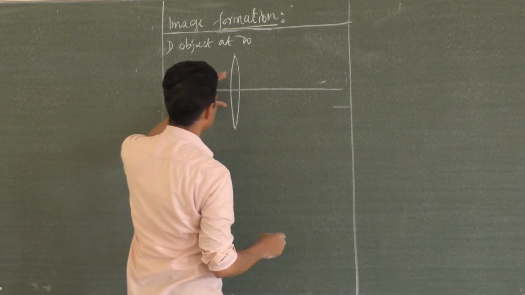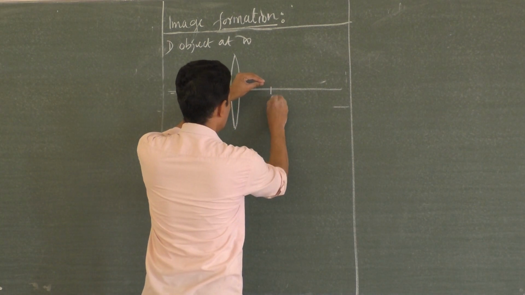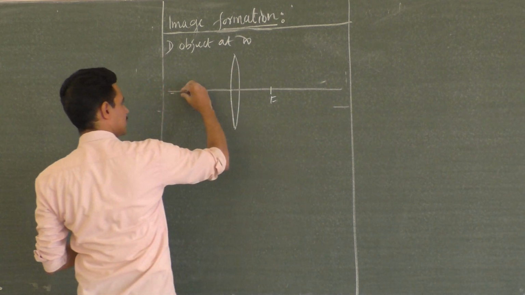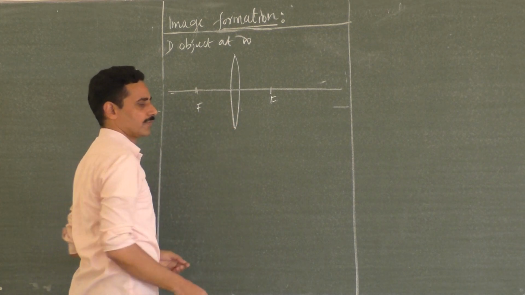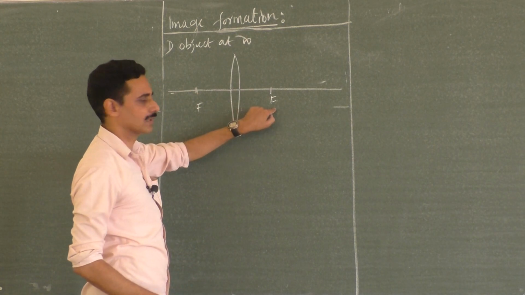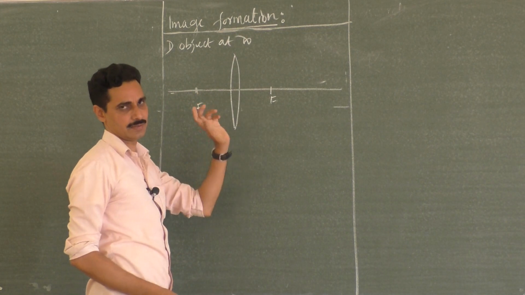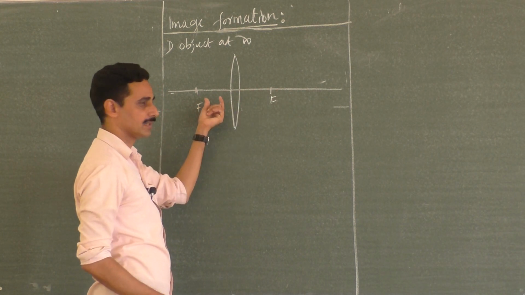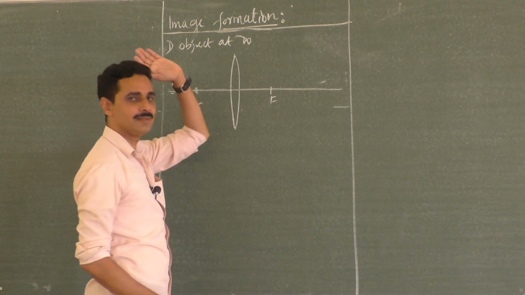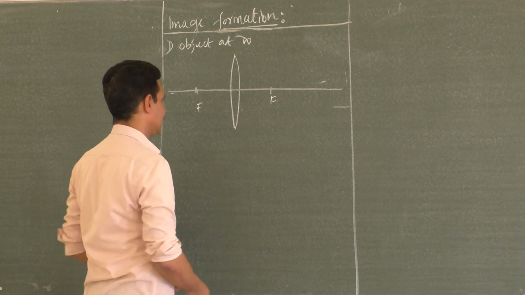If you incident parallel rays here, they will get focused here. If you incident the same parallel rays from this side, they get focused here. Whatever be the radii of curvature of the two surfaces, the focal length will be the same on either side. That cannot be different. Focal length is always the same on either side.